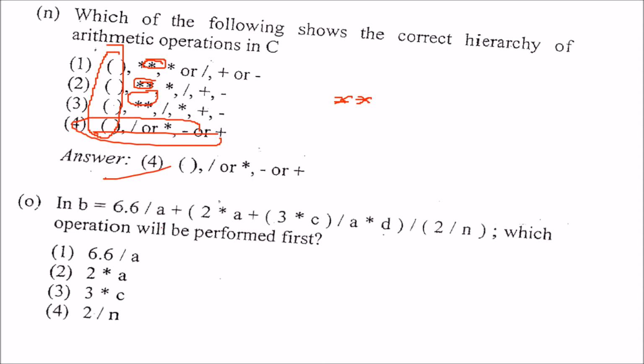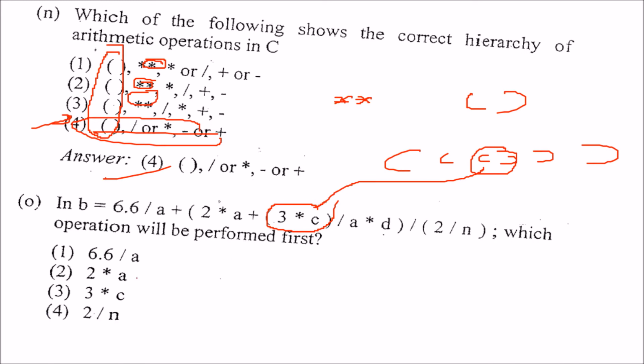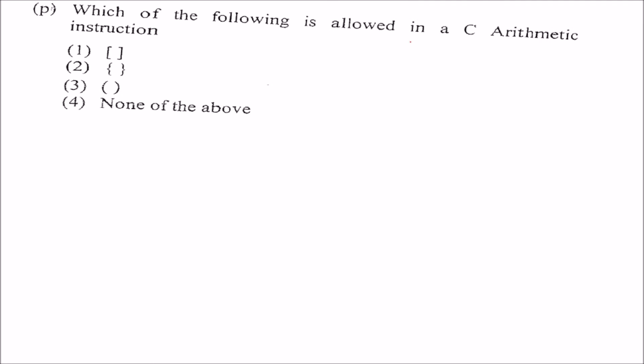Here, which operation will be performed first? When we see this question, the round bracket will be performed first. So the innermost round bracket will be performed first. 3 star C will be the answer, the 3rd one. Which of the following is allowed in a C arithmetic instruction? Only this is allowed. Neither this nor this.